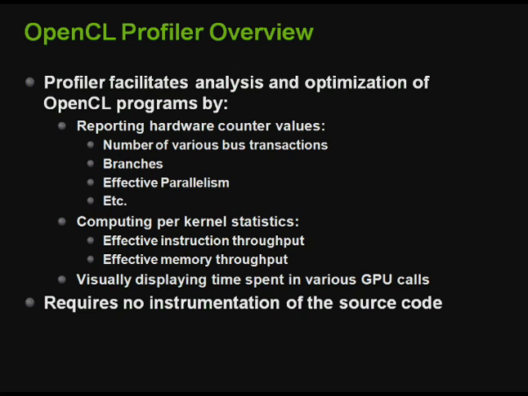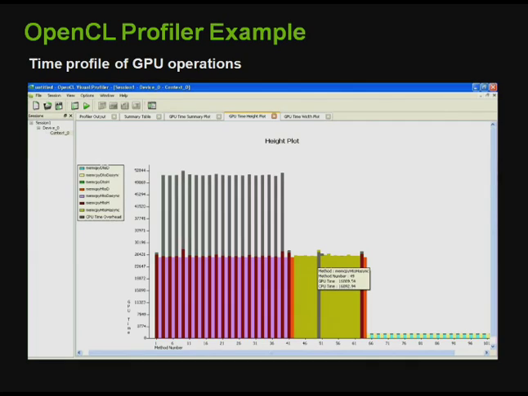Number of bus transactions, branches, whether the branches are diverging or not, to give you an idea of actual instruction throughput, the effective parallelism you're achieving, and the amount of memory bandwidth that you're using. It gives you a visual representation of a lot of this data that can help you dig into your profiling information to figure out where your bottlenecks are and what the most profitable part of your algorithm to attack is. It requires no instrumentation of the source code: you run it with a tool, and it gives you the information back.